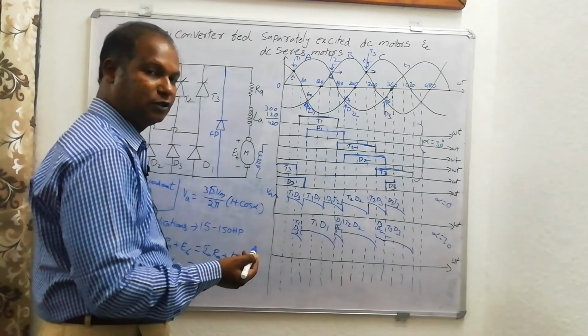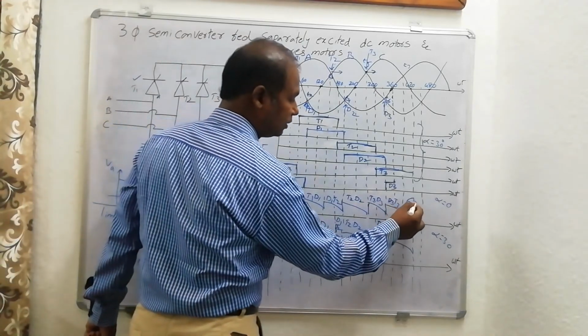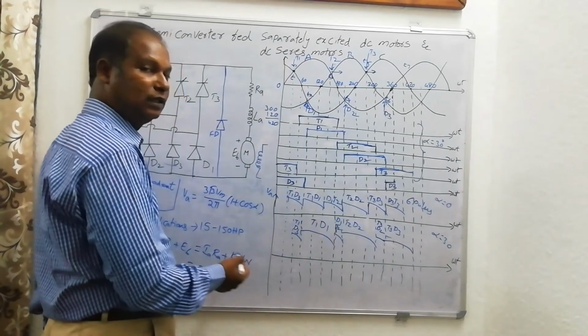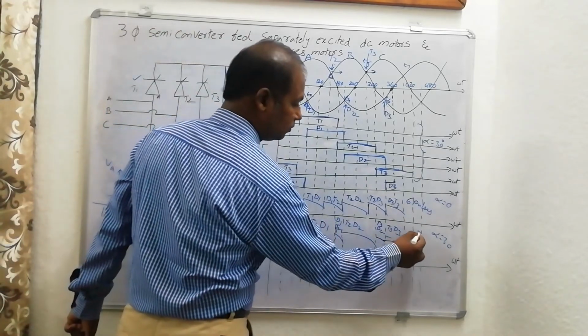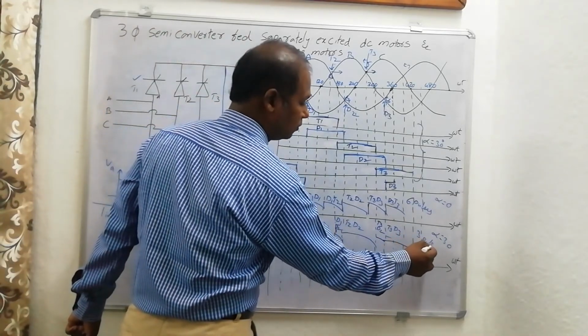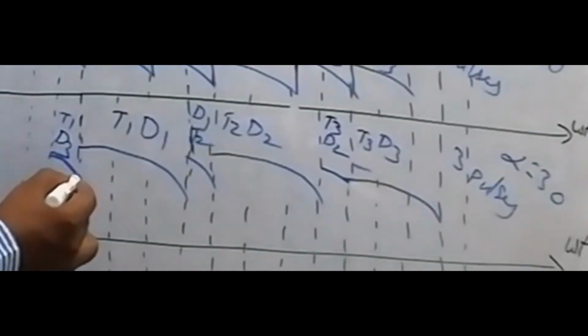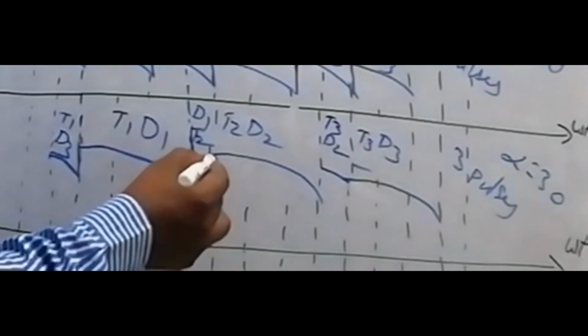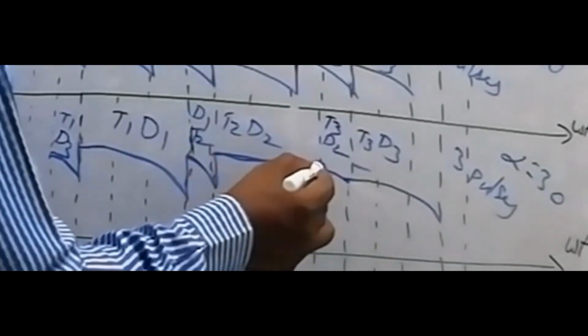For alpha value equal to 0, we get 6 pulses here. So now these are 3 pulses. That means this is the waveform. This is one pulse, this is the second pulse, this is the third pulse.